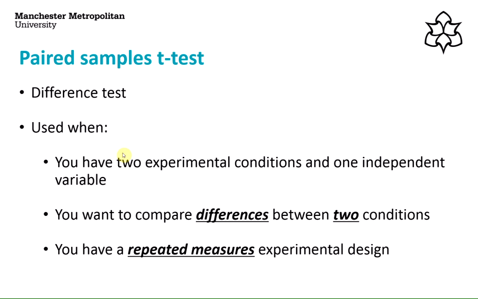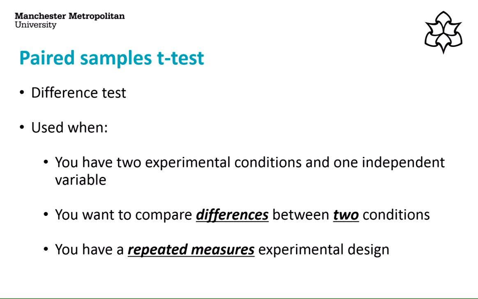The key thing to remember is that the paired samples t-test is used when you have a repeated measures experimental design. So the type of t-test that you use depends on the design of your experiment. If you've got an independent measures design where you've got different participants in each group, then you do an independent samples t-test. If you've got a repeated measures design where you have the same participants in each condition, then you do what's called a paired samples t-test.